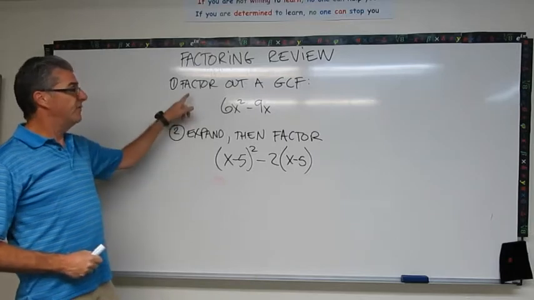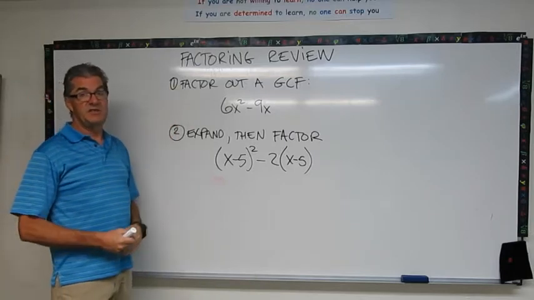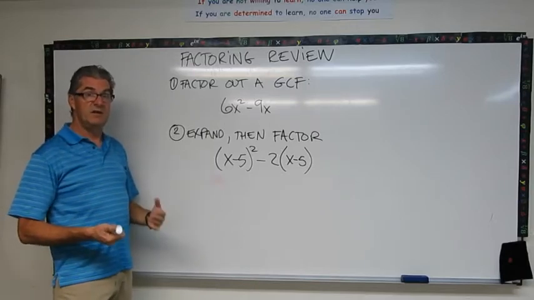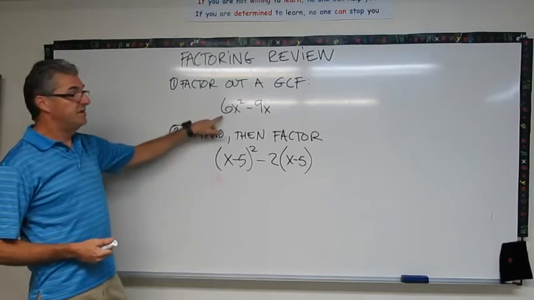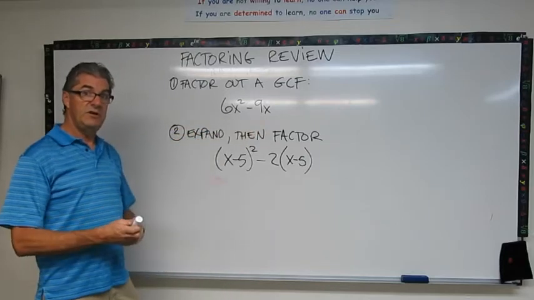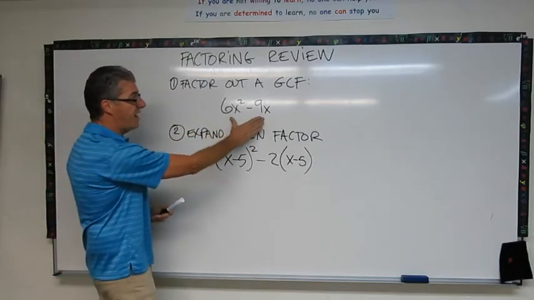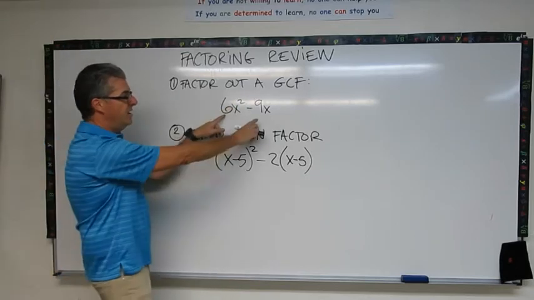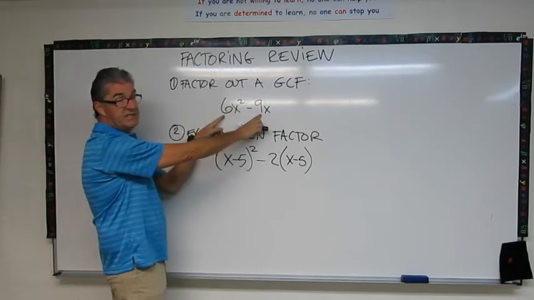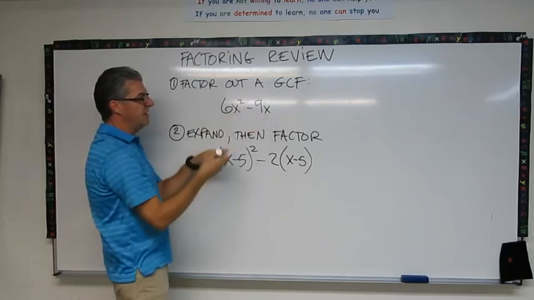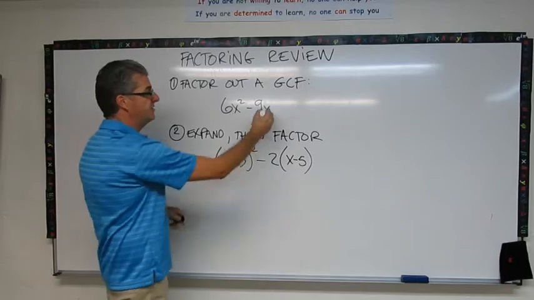Okay, so the first one, the most basic factoring, is taking out a GCF, which is a greatest common factor. So an example problem for this might be 6x squared minus 9x. And what you have to do is look for the biggest factor that's in both of these. In this case, I've got a 3 in both the 6 and the 9, and then I have an x in both the x squared and the x. So my greatest common factor is 3x.